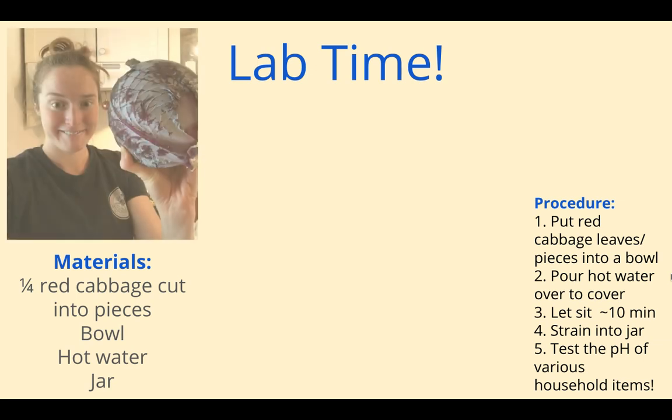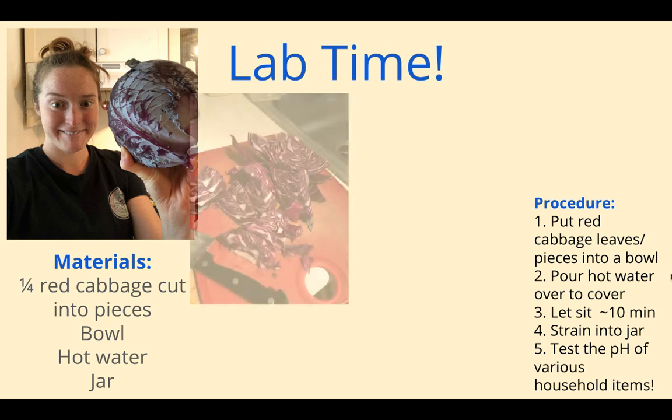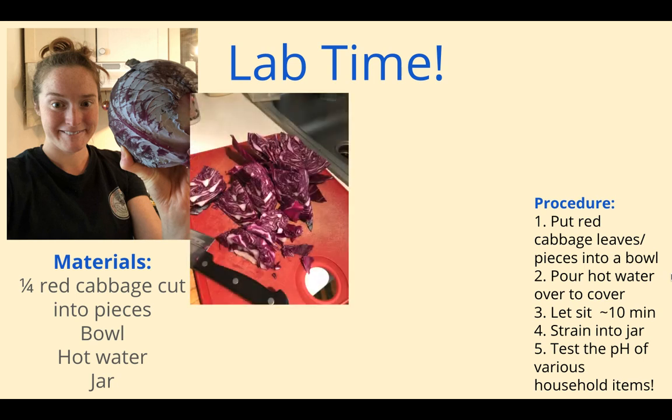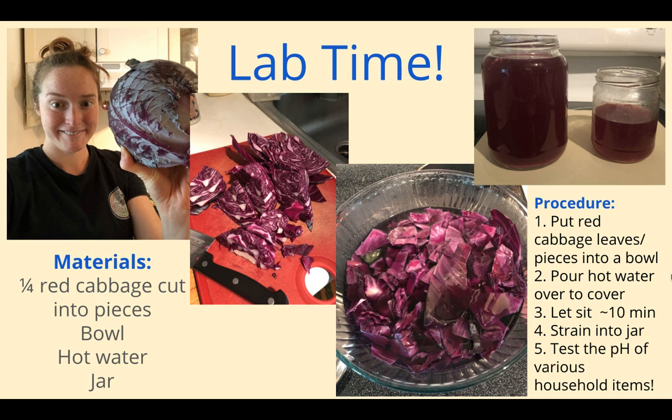So all you'll need is a red cabbage. I only used about a quarter of this, and I got way more than I needed. So you even need less than that. Just cut that into pieces, put it into a bowl, and pour some boiling hot or really hot water over top. So, of course, be careful, wear goggles, use oven mitts, and ask for your parents' permission. Let that sit for about 10 minutes, then strain off the liquid, and you'll have your red cabbage indicator.